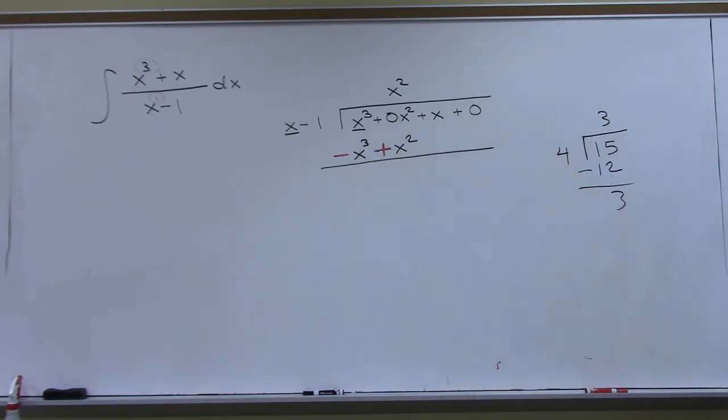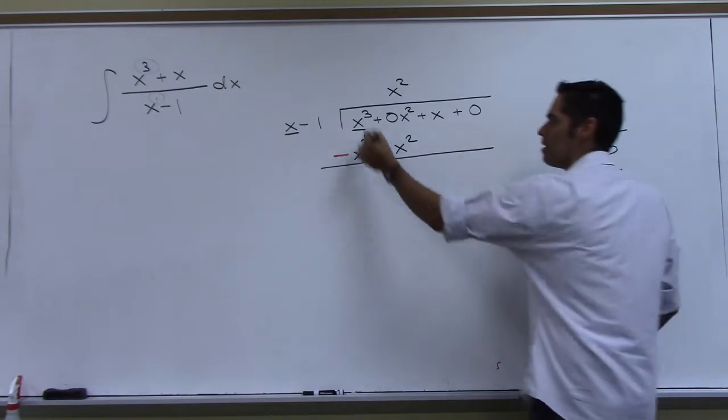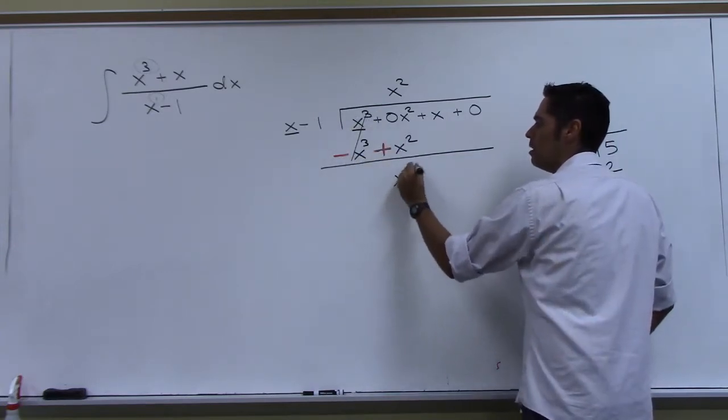What do I get when I add down? These are gone. I get x squared. What about over here?